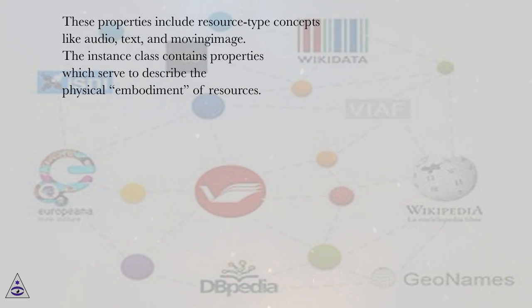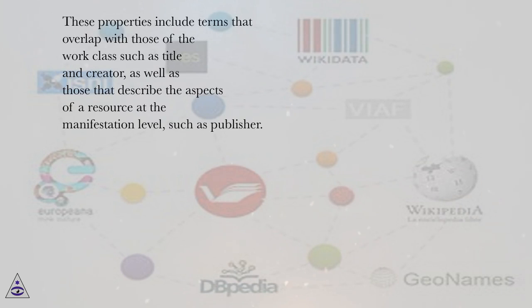The instance class contains properties which serve to describe the physical embodiment of resources. These properties include terms that overlap with those of the work class such as title and creator, as well as those that describe the aspects of a resource at the manifestation level, such as publisher.